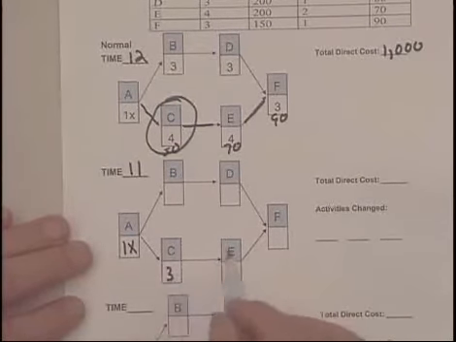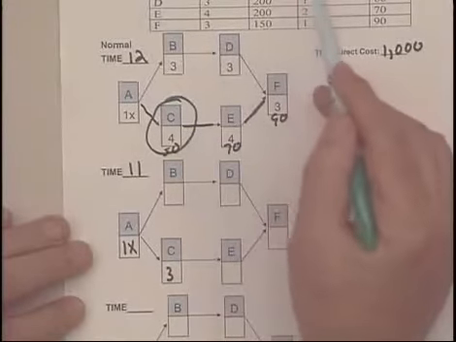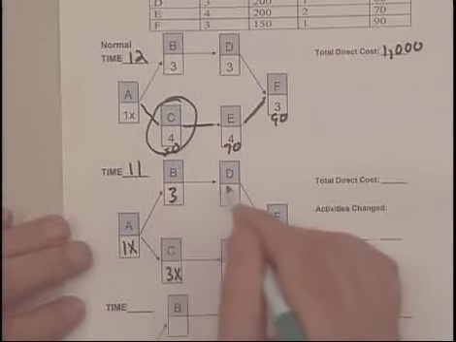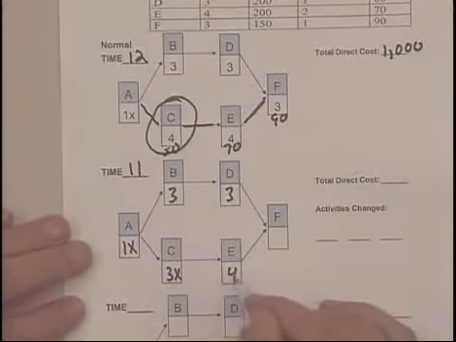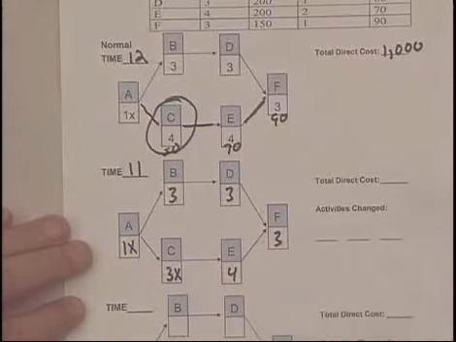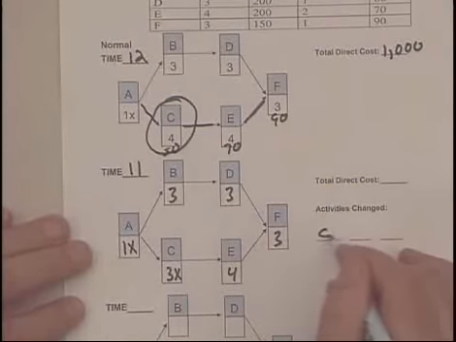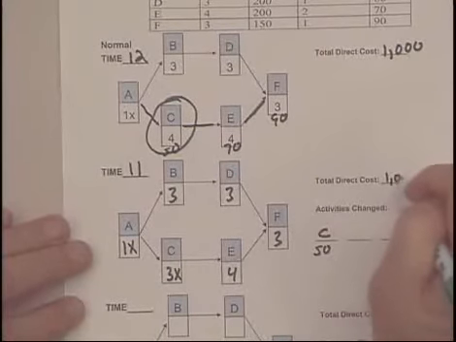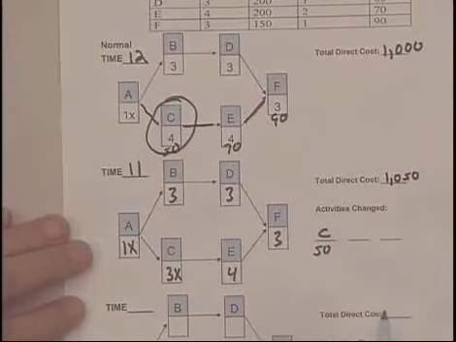Put a 3 in here for C. We've crashed it the 1 day we can, so we put an X there. 3 up here. None of the other activities have changed. Put in 3. We indicate that we crashed activity C at a cost of 50. 50 plus the 1,000 gives us a total direct cost of 1,050.